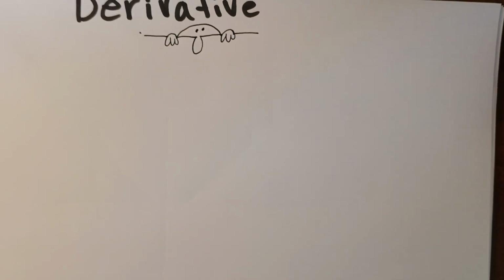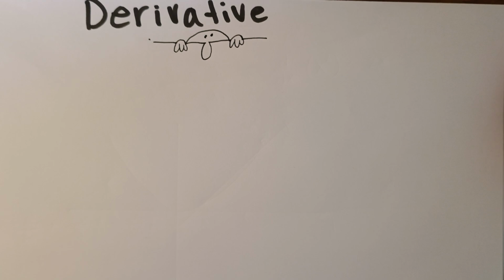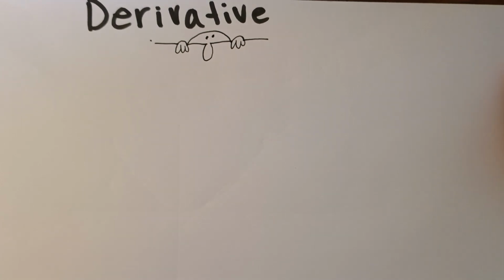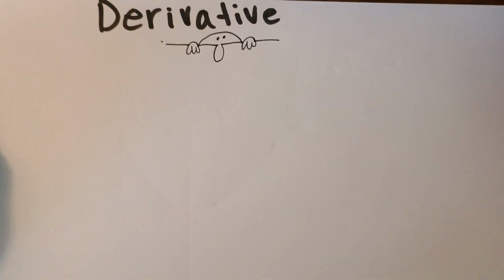Talking about derivatives and what they are, what they do. Two things you should know before going into this video are limits and slope lines. You should know how to find the slope of 2 points.